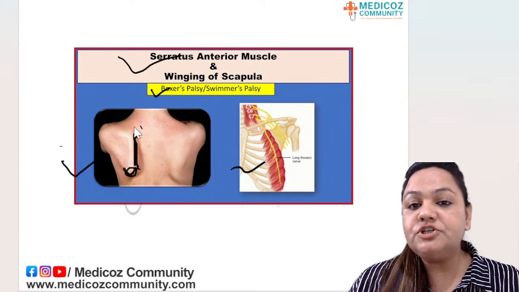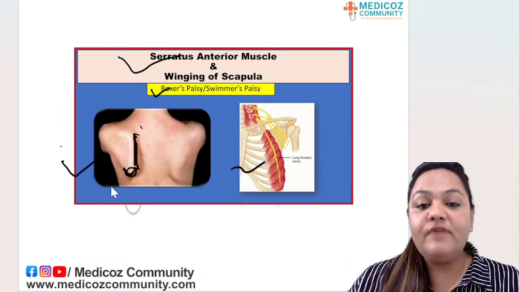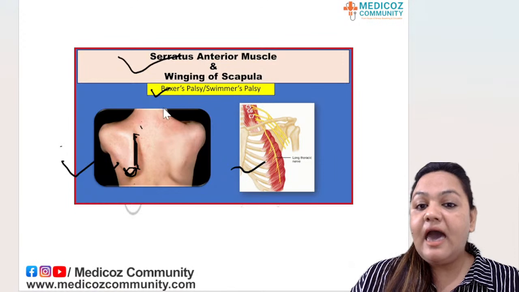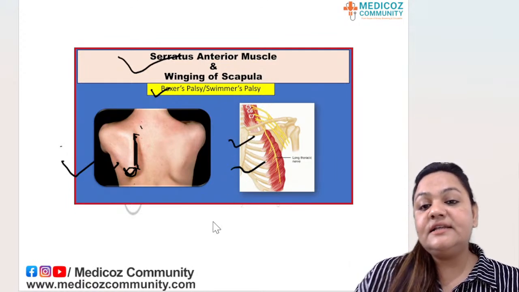You will ask the patient to push against the wall. When there is paralysis, this symptom will appear here. You will see this appearance there. And why is this serratus anterior paralyzed here?